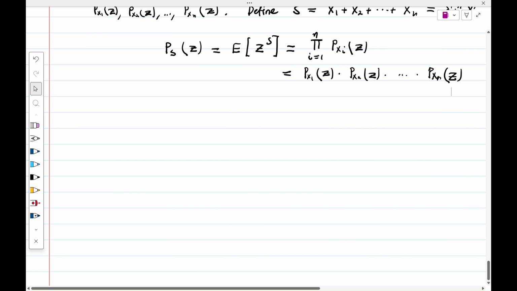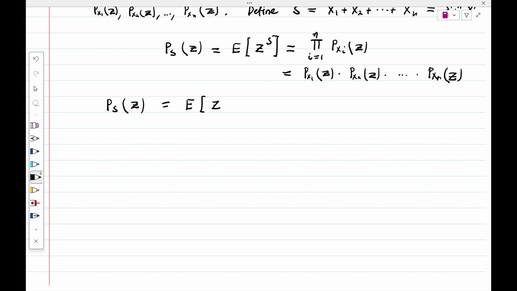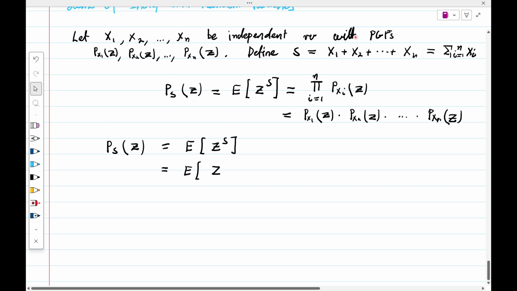So, here goes nothing. The probability generating function of S with respect to z is equal to the expected value of z to the S. Now I'm going to re-express S by the definition of what we called it before. It's the sum of x1, x2, x3. So that becomes the expected value of z to the power of x1 plus x2 plus ... plus xn.